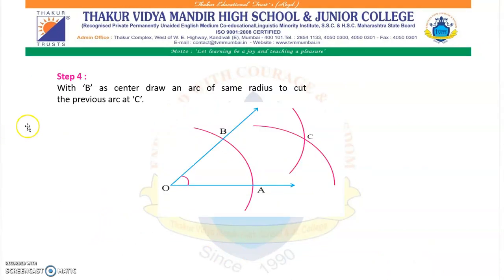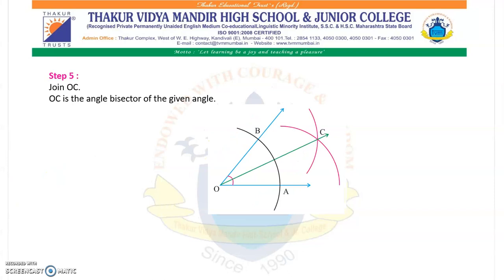Step 4: now with B as the center, draw an arc of the same radius to cut the previous arc at C. In step 5, join OC. OC is the angle bisector of the given angle.